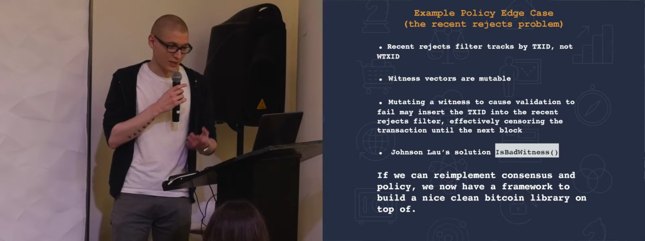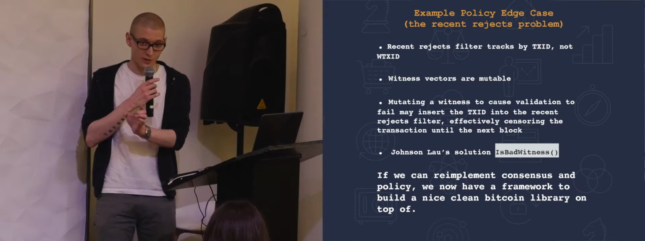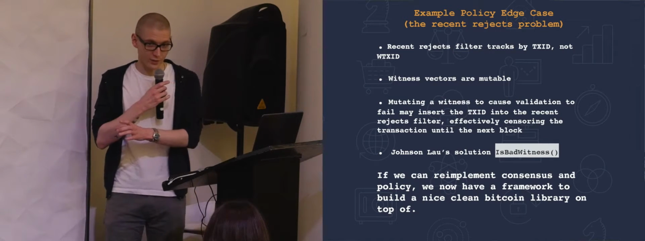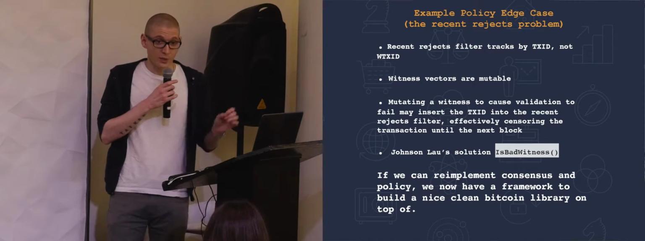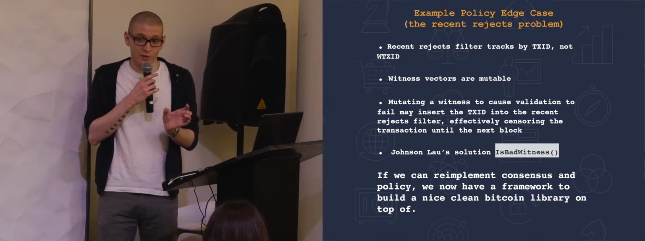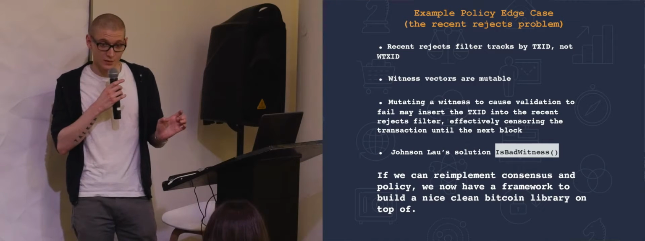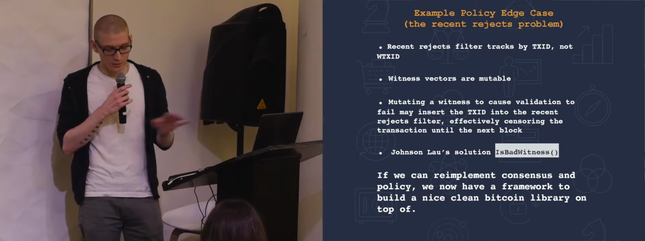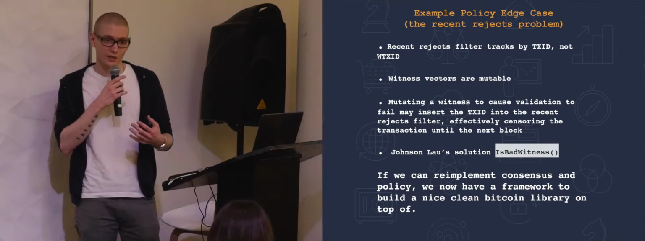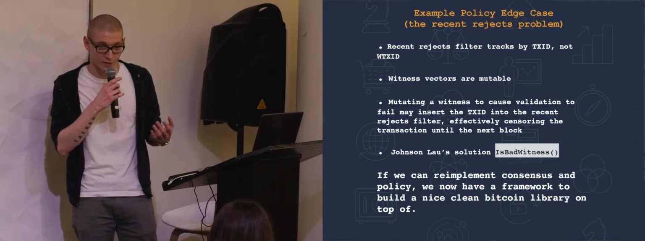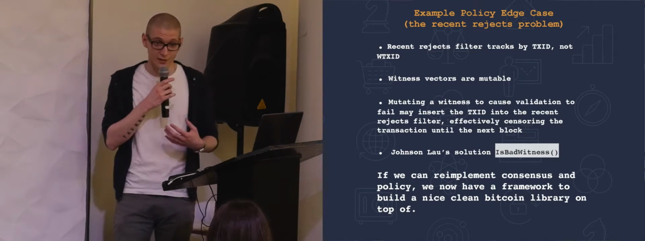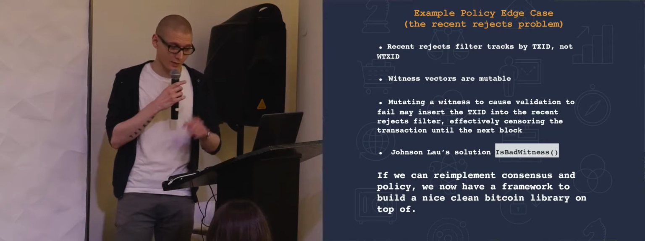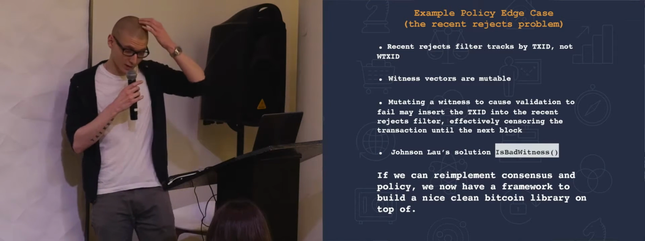And so it tracks by regular transaction ID, which is the problem, and not witness transaction ID. So if somebody mutates the witness, it doesn't change the regular transaction ID. So somebody can take your transaction, alter the witness, and your transaction gets added to the recent rejects filter, and it effectively censors the transaction until the next block. The recent rejects filter gets reset every block.